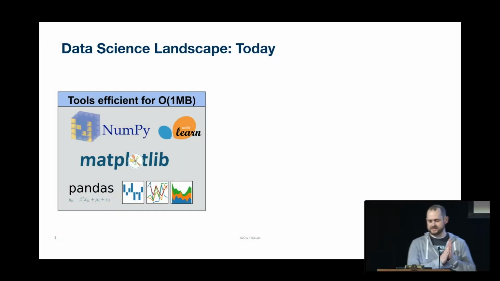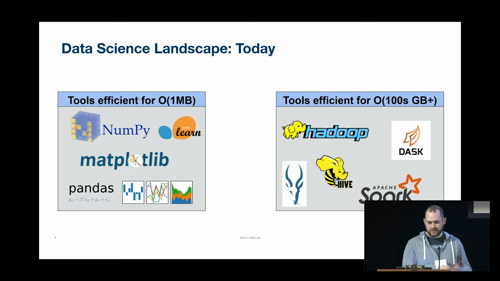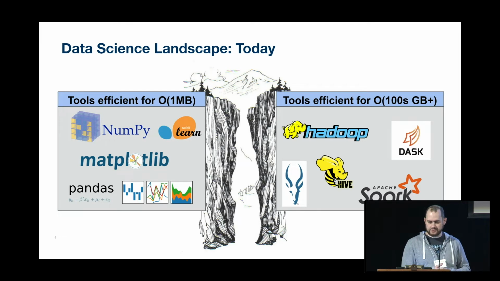So to frame the problem, I want to talk about what I call the data science landscape. This is what people are doing with data these days and how they're using tools. Here on the left we have tools that are efficient for data sets on the order of a megabyte, maybe a couple of gigabytes. And these are really solid tools. On the right we have tools that are being used to process hundreds of gigabytes plus. These are also great tools that do what they're supposed to. But there's a disconnect here. There's a gap and a learning curve between going from the left to the right.